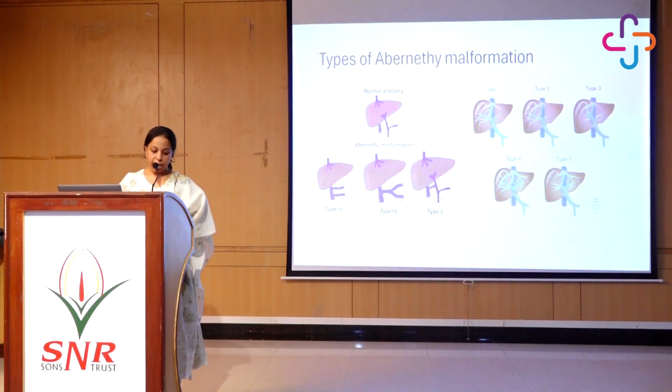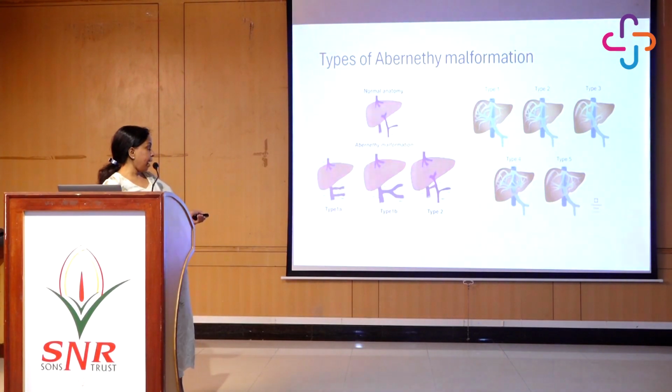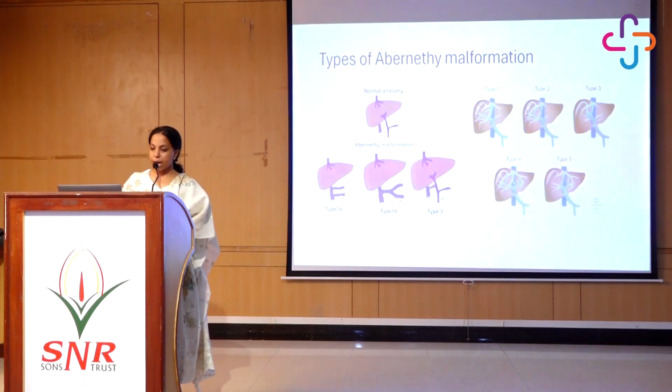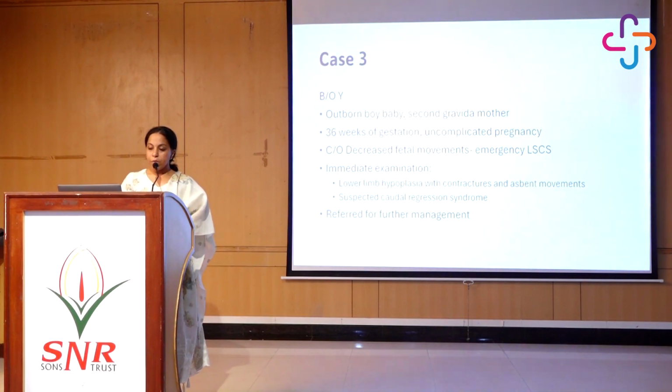So we were having a type 2 of Abernethy malformations. Let's not go into the details of the types of it. So now this is case 3. This is baby of Y, outborn boy baby, second gravida mother, 36 weeks of gestation, uncomplicated pregnancy.